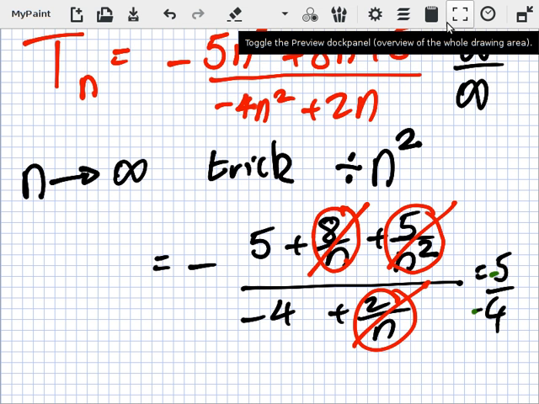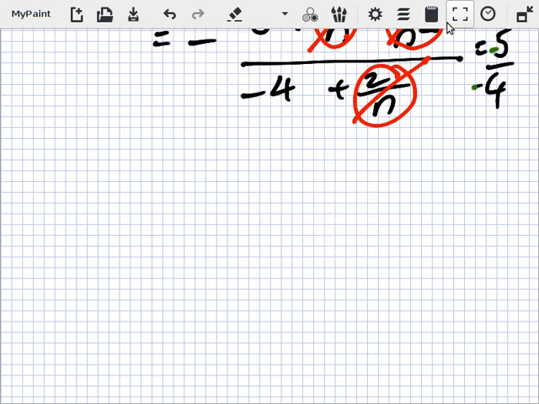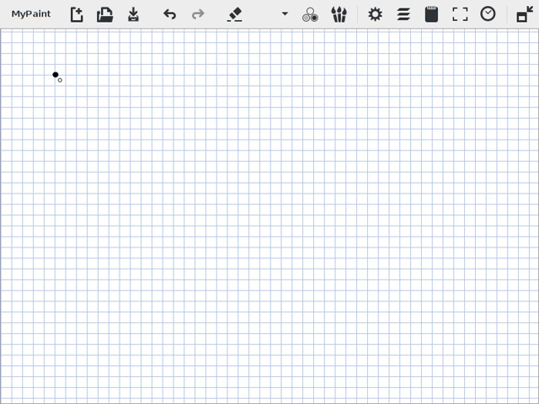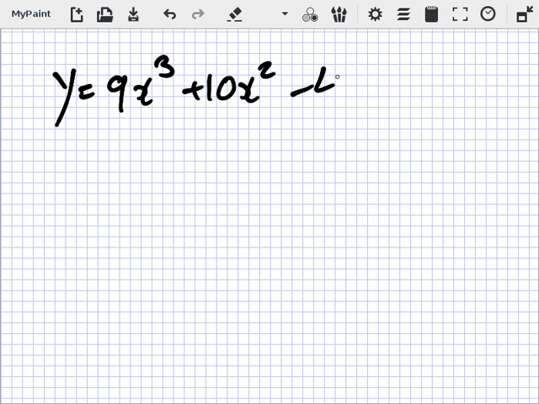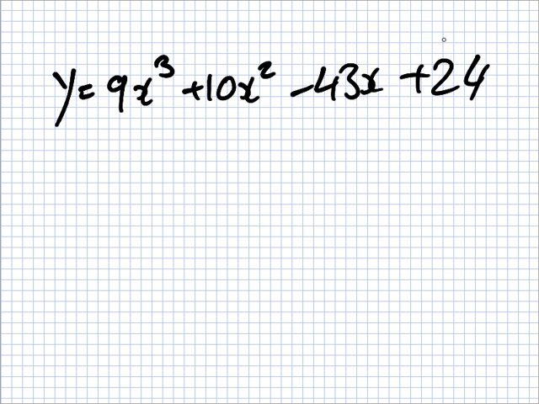Now I will say I definitely do have a question from this page on the exam for sure. So page 24, 1A. You have y equals 9x cubed plus 10x squared minus 43x plus 24. The first thing I'll get is where it crosses the y-axis, because that's the easy one to do. How do I find out where it crosses the y-axis?